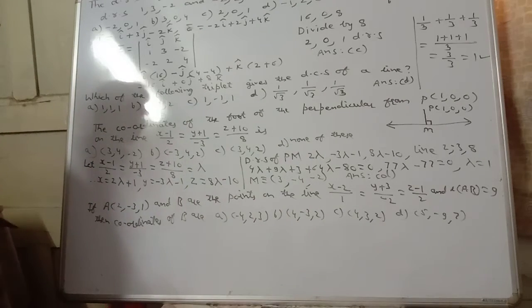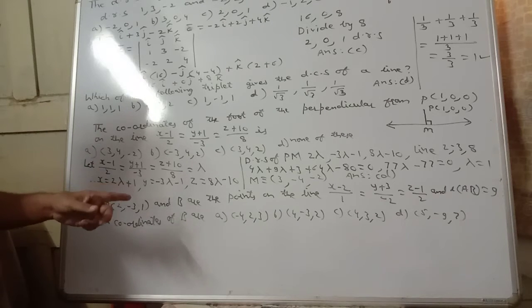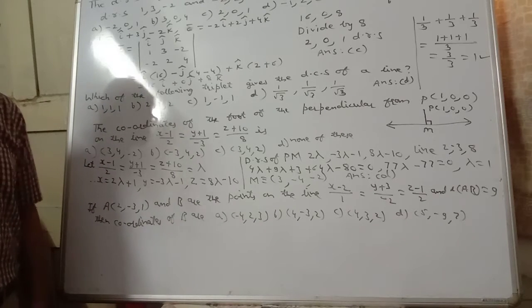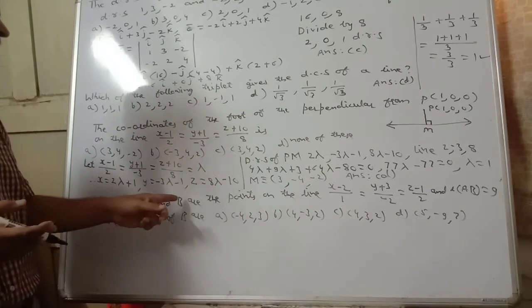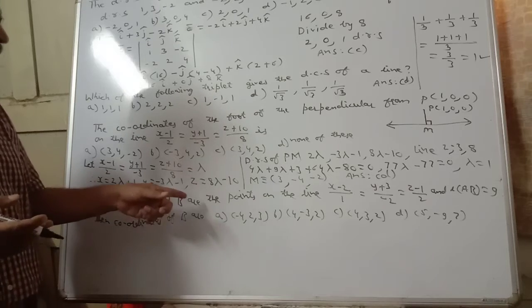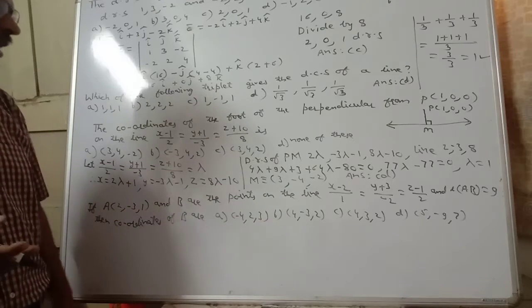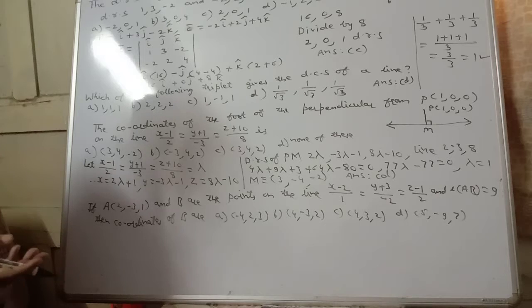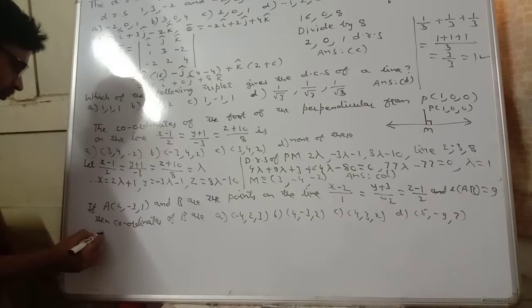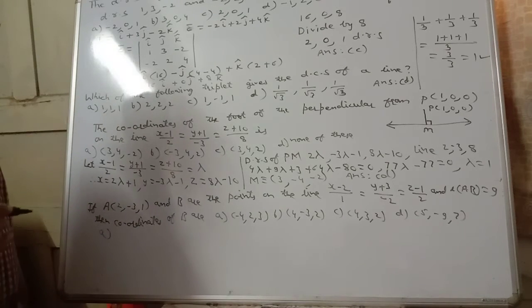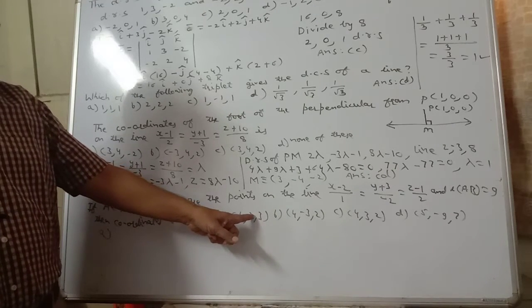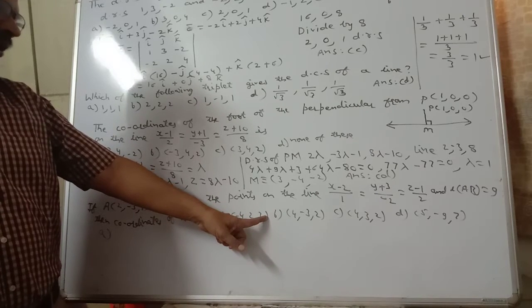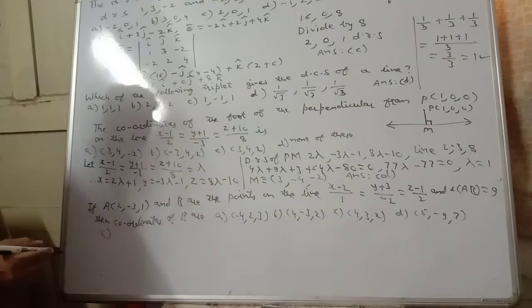so it is more convenient to verify the options. A and B are the points on the line, so their coordinates satisfy the equation of line. Here we have to find coordinates of point B. So for point B, 4 options are given. Verify the options. Now put x equal to minus 4, y equal to 2, z equal to 3 in the equation of line.